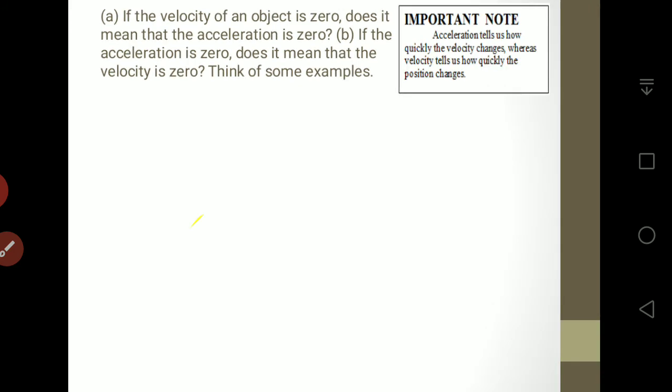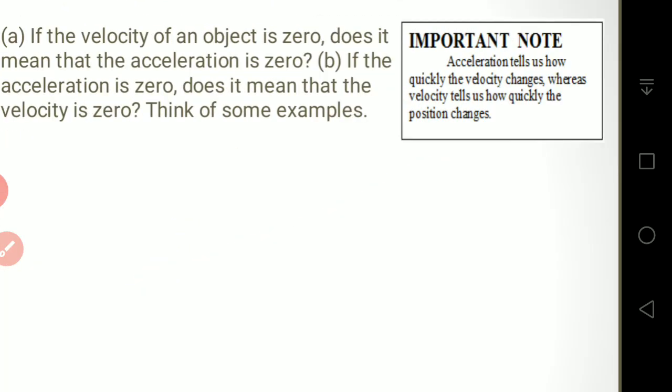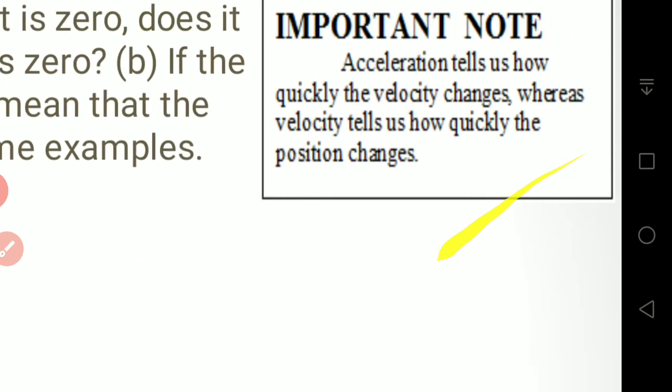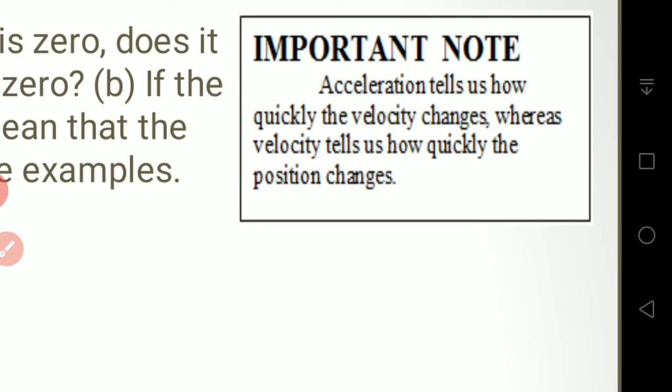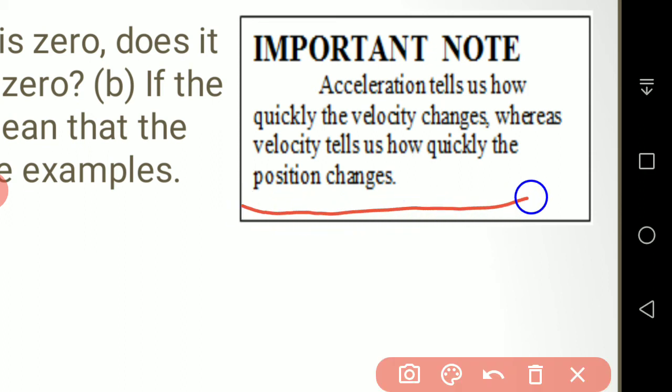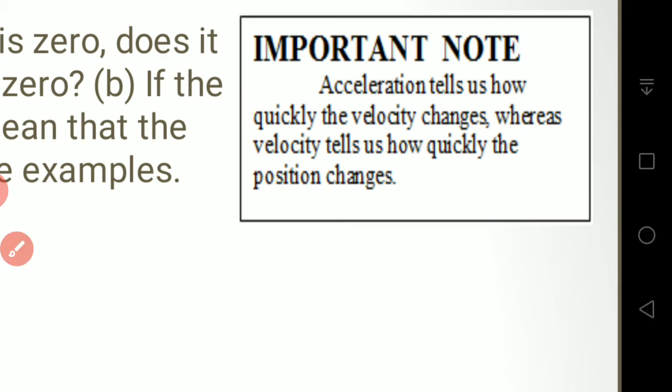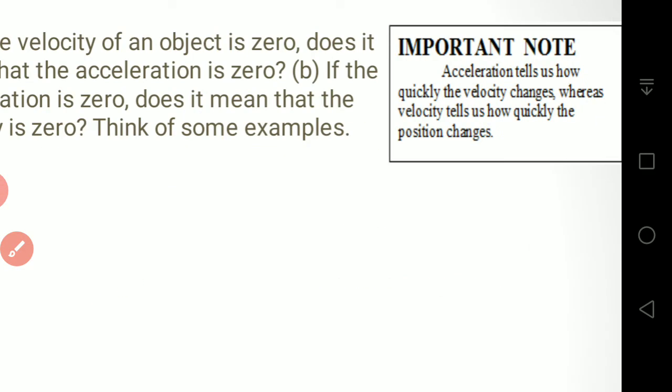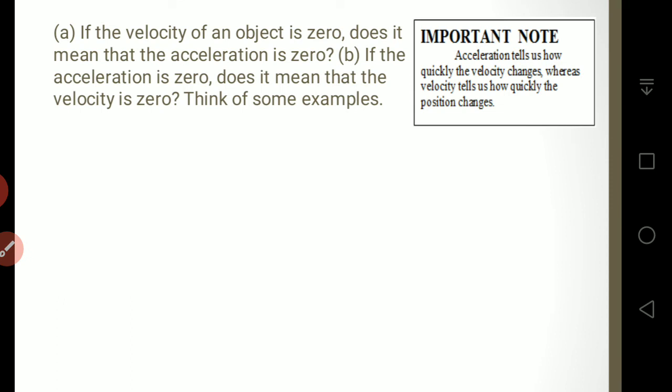At yung mismong clue ay ito. Acceleration tells us how quickly the velocity changes, whereas velocity tells us how quickly the position changes. Ito ang mismong clue dyan. Pero, ang parehas na sagot dito sa A at B ay no.